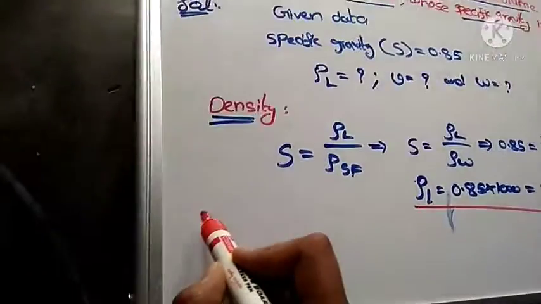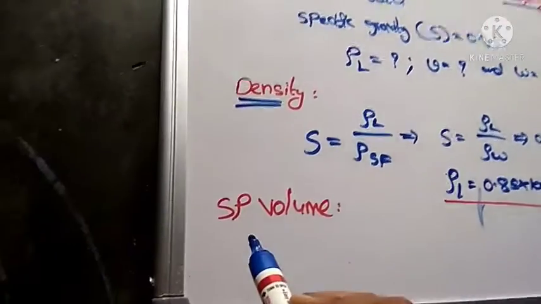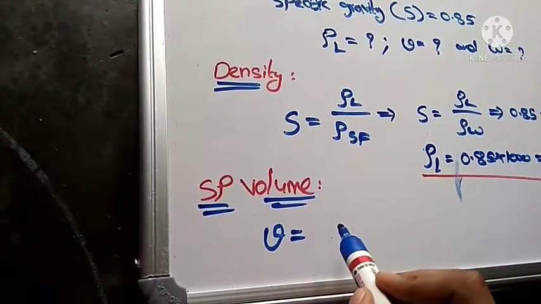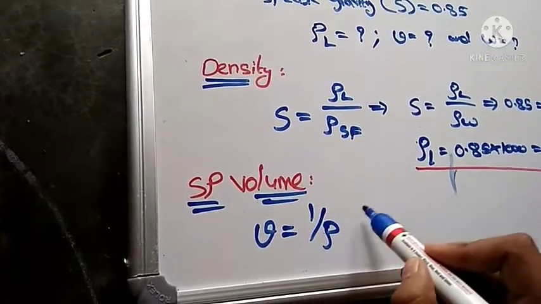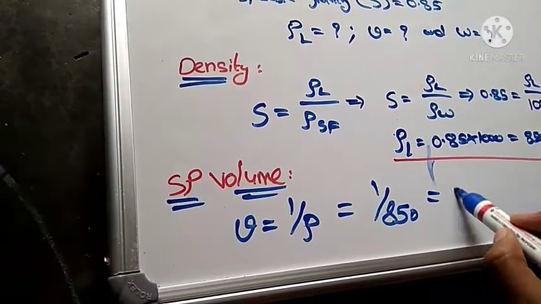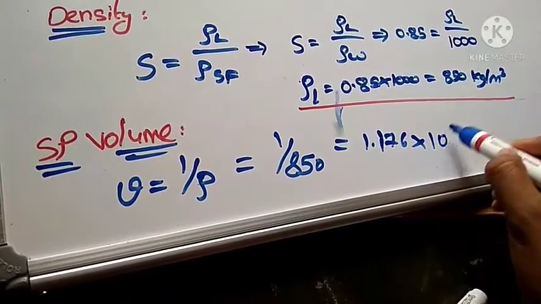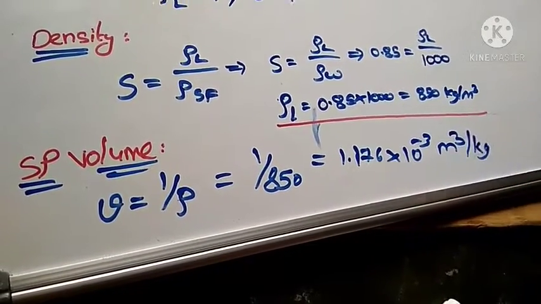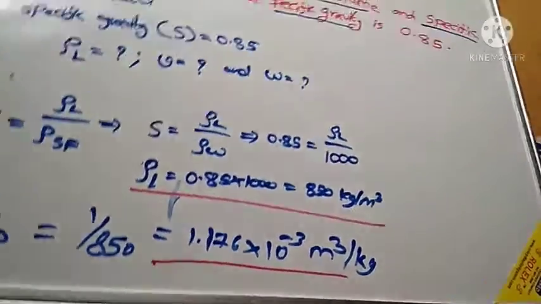And next one is specific volume. It is represented by the letter small v, and the formula for specific volume is the reciprocal of density, so that is 1 by rho. Here we put the value of rho, that is 850, so it is equal to 1.176 into 10 to the power of -3 meter cube per kg, the final value of specific volume. Is that clear?